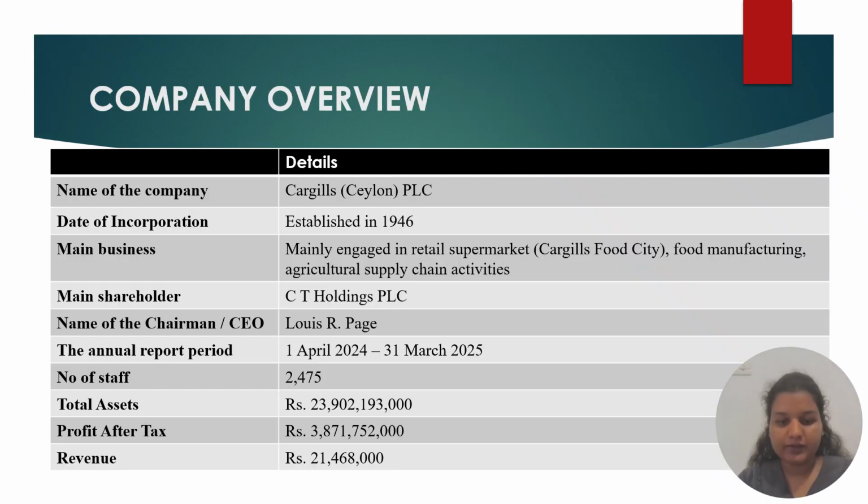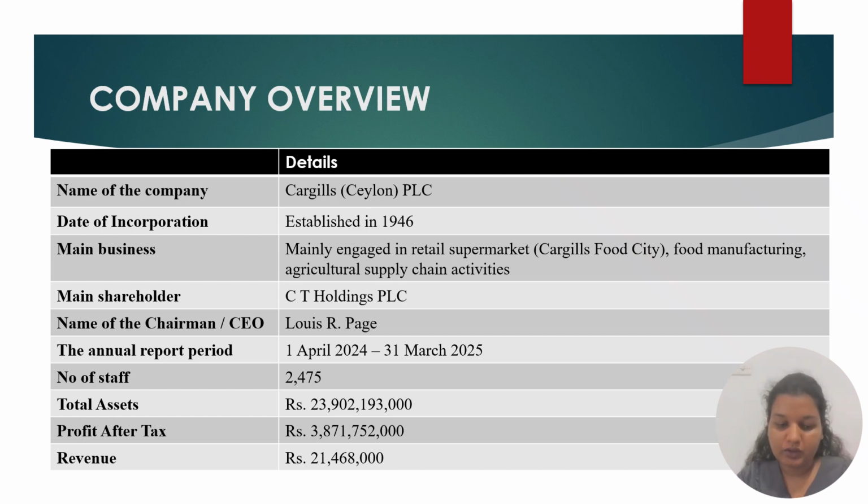I am going to describe an overview of the company. This company was established in 1946. When we look at their main business activities, they are mainly involved in retail supermarkets through Cargills Food City as well as food manufacturing. The main shareholder of the company is Cargills Holdings PLC, and the company is led by Chairman and CEO Mr. Louis R. Page.